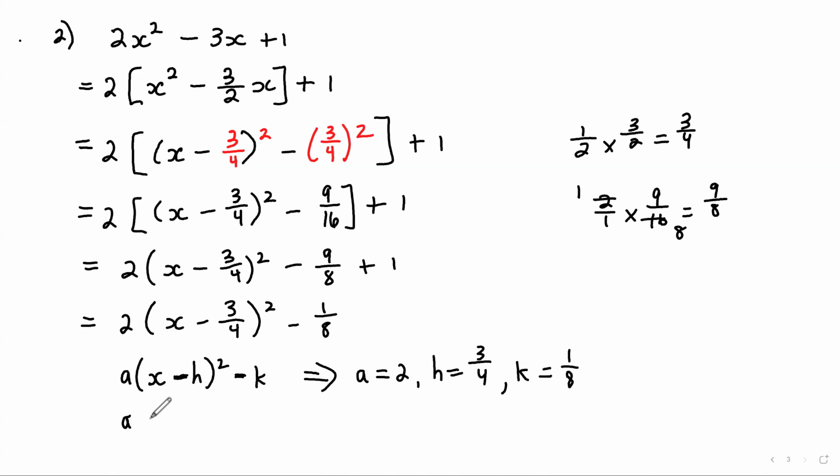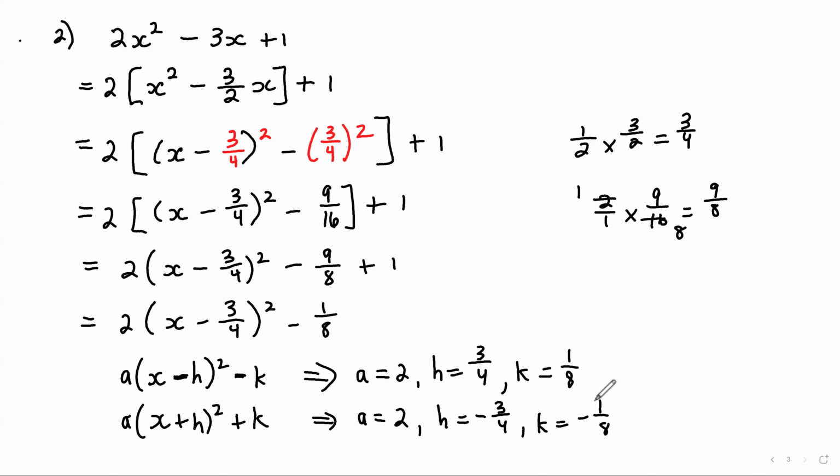However, if it was a by x plus h squared plus k, well, a will continue to be the same because a is unaffected, so that's just 2. But h in this case, if I had a plus here, because it's minus 3 over 4, I would have to put the minus 3 over 4. And k would be minus 1 over 8, right? So it depends on which format they ask you to express it in.